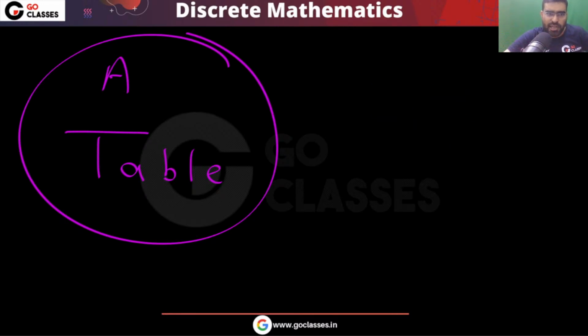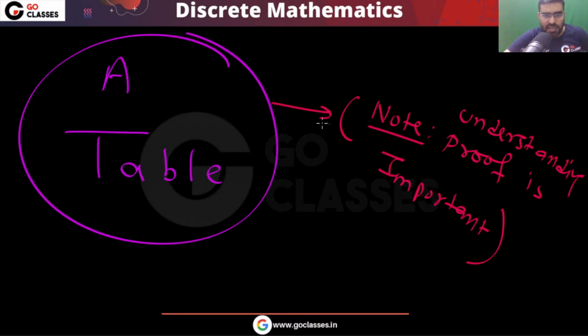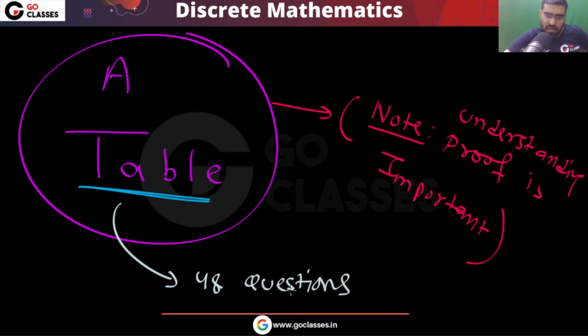So let me tell you this table. Again I am telling you, note that understanding the proof is important. Of course, you should understand the proof first, and after that, you can remember this table. In this table, 48 questions are answered.